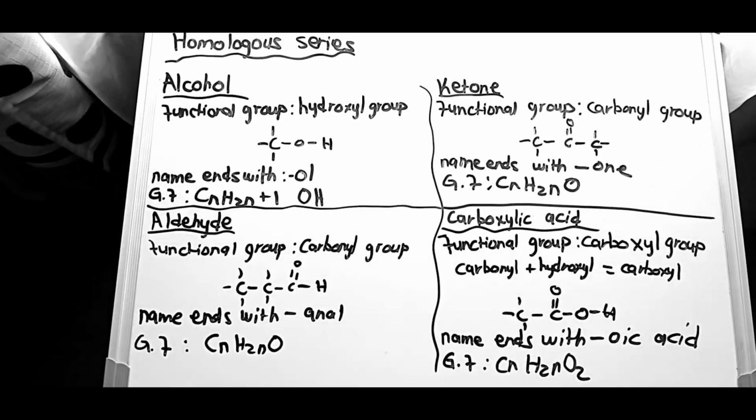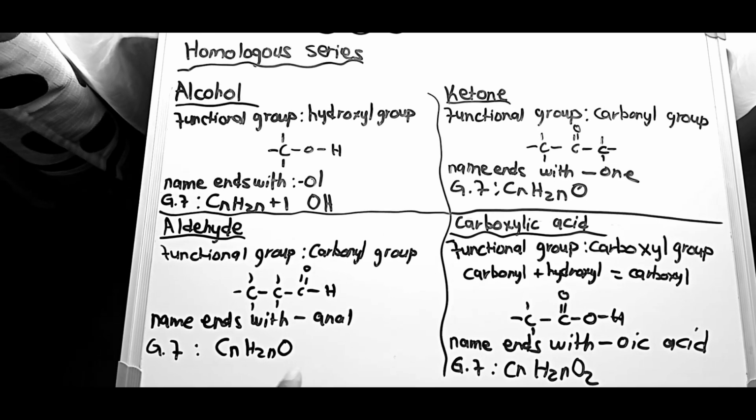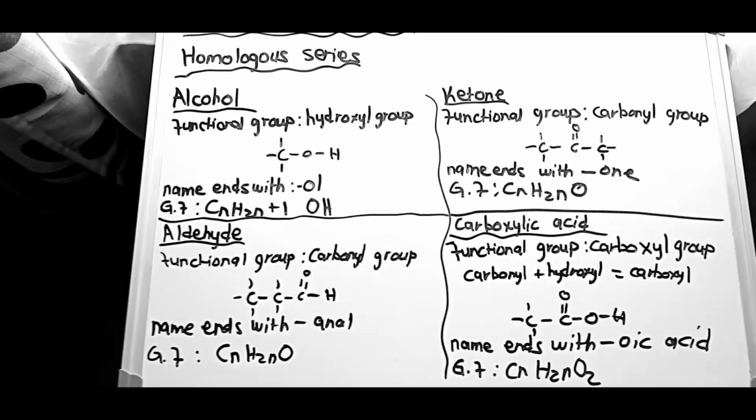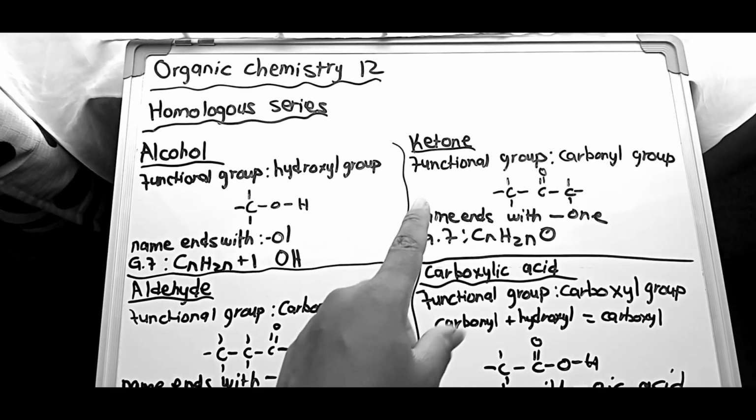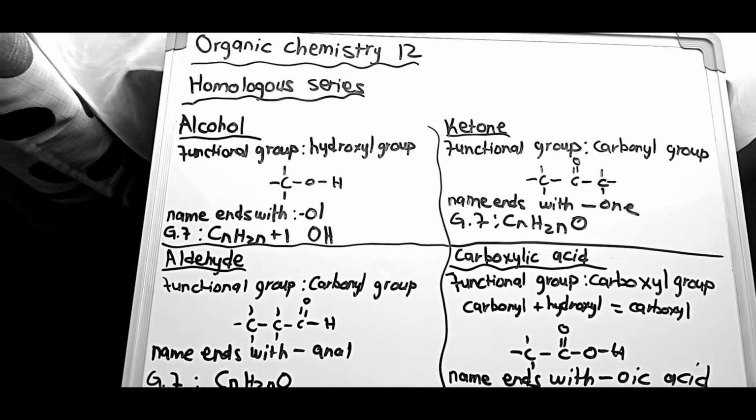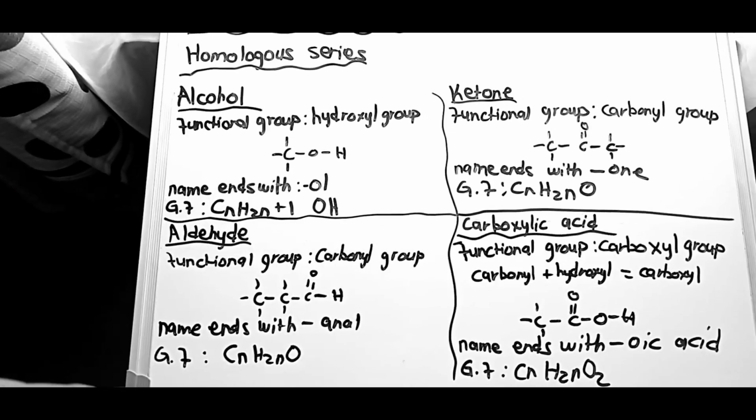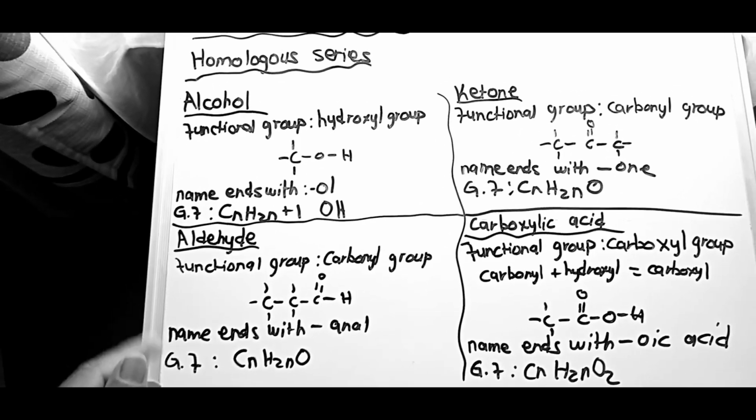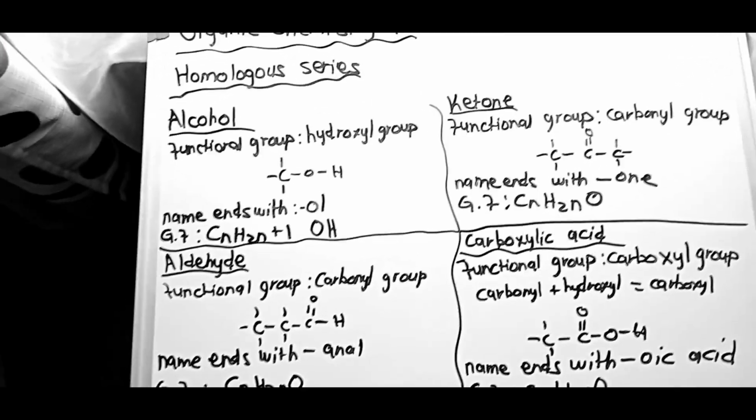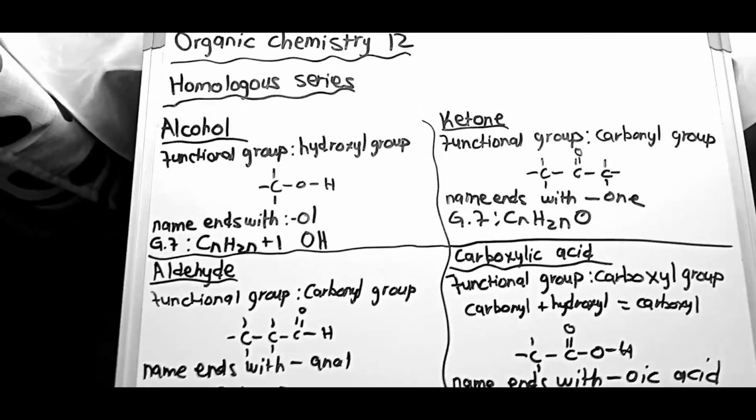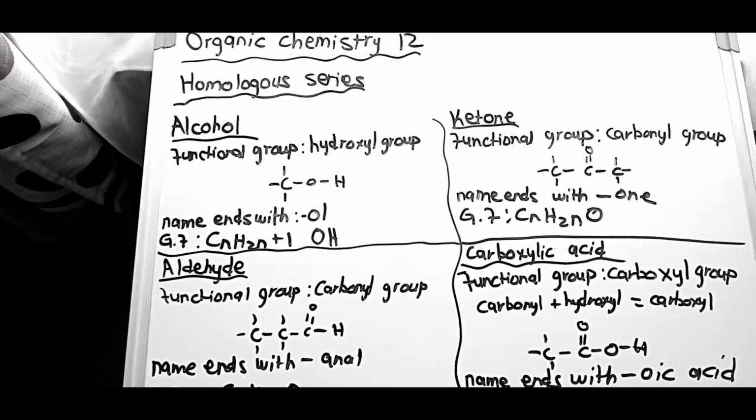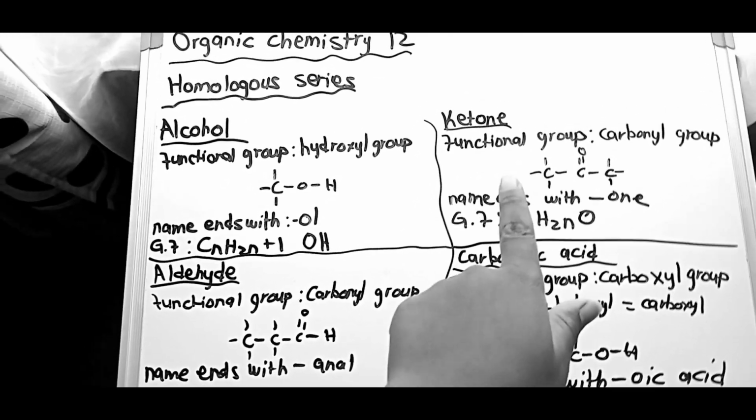The general formula is CnH2nO. Just please note that the general formula for the aldehyde and the general formula for the ketone are the same, right? It should tell you that they have a certain relationship. You should be able to know that the general formula for the aldehyde and also the general formula for the ketone are the same. They're trying to tell you something, but what are they trying to tell you? You're going to find out about their relationship further on. So another homologous series we have is the ketone.